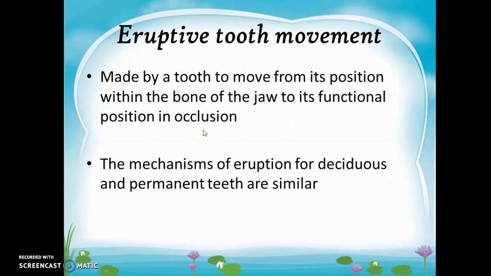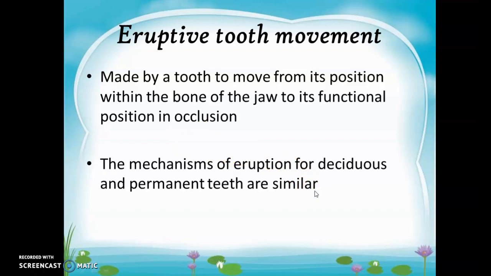Now let's move on to the very important and quite complex second stage of tooth movement, that is eruptive tooth movements. It is made by the tooth to move from its position within the bone of the jaw to its functional position in the occlusal plane. The mechanisms of eruption for deciduous and permanent teeth are similar.